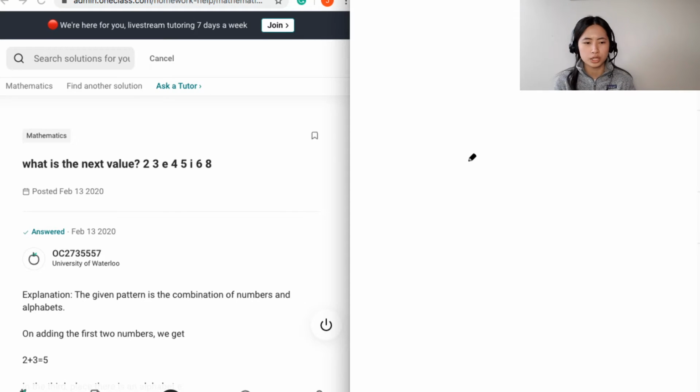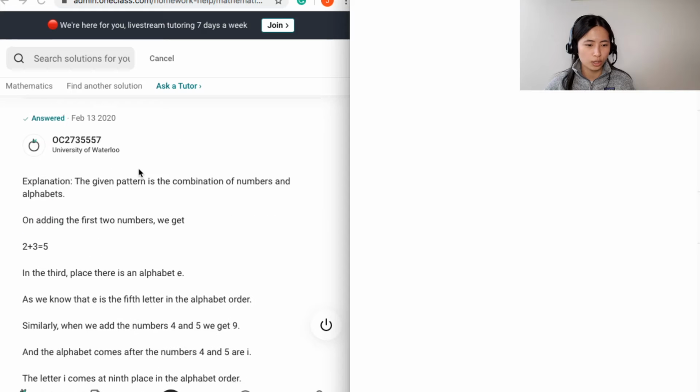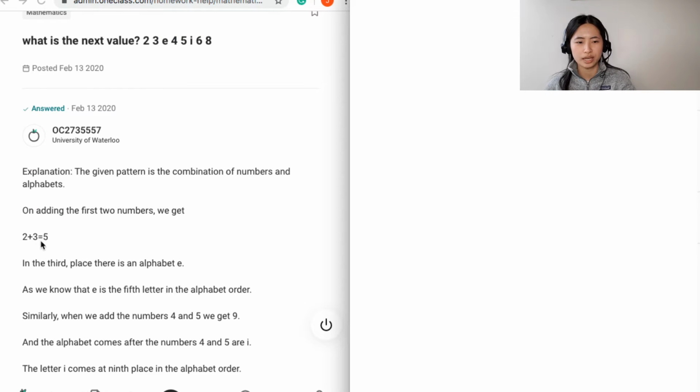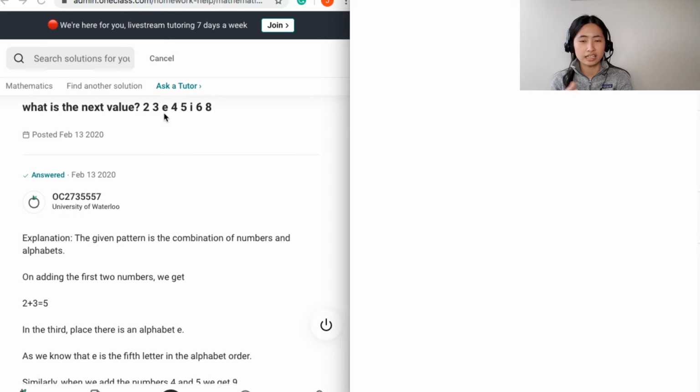Okay, great. So the first question that I received is: what is the next value? You have 2, 3, then the letter E, then 4, 5, then the letter I, then 6 and 8. Interestingly, if you think about your alphabet, you can actually add the two. If you have 2 plus 3, you get 5. Since the letter E is the fifth in the alphabet, if you just want to visualize that, you have A, B, C, D, and E, so this is the fifth one, starting from A.